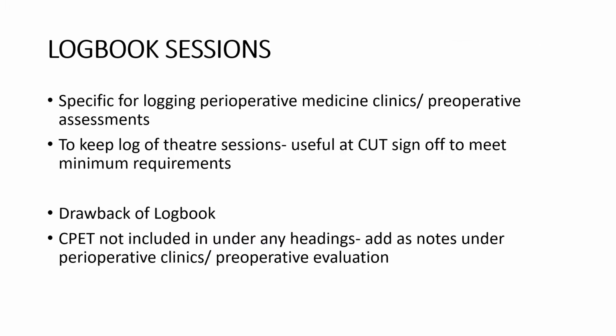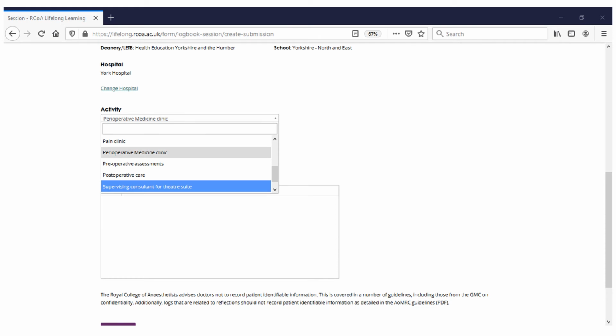The sessions log is the place where you add your perioperative medicine clinic attendance and preoperative evaluations. As for the latter, sometimes you might be requested to do a preoperative evaluation for a colleague. I would log it here as it would help you get your numbers when it comes to meeting the requirements for the mandatory perioperative medicine module. Adding the theatre sessions also helps to keep a record to make sure that you have got the minimum numbers needed for a module to be signed off.